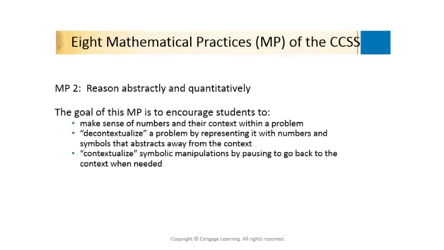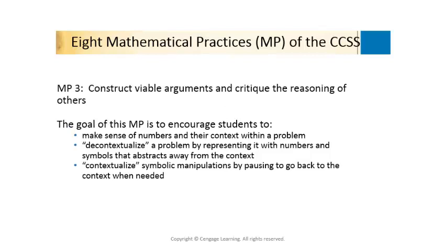In standard or practice number 2, we're supposed to be able to reason abstractly, meaning that we're going to make sense of what's going on with this problem, and not it just being so much about one particular problem and trying to maybe associate it with a problem that might be similar to that problem, would be how we could use this particular practice. In our practice number 3, we are to construct viable arguments and critique the reasoning of others.